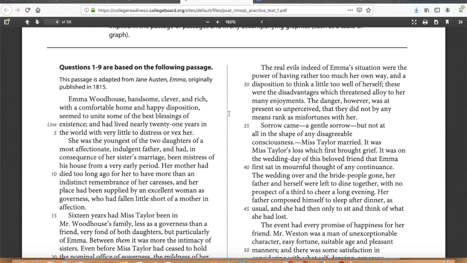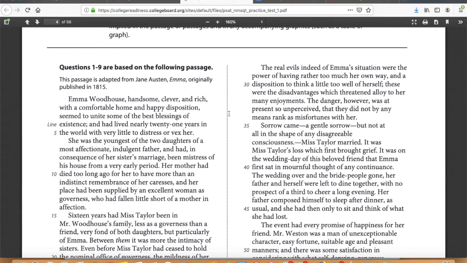Yeah. So she lived nearly 21 years in the world with very little to distress or vex or annoy her. Does that idea make sense? Yes. Okay. So she's had a comfortable life. Not any real problems going on here, at least at this stage, 21 years in the world. Any questions? No. Okay.